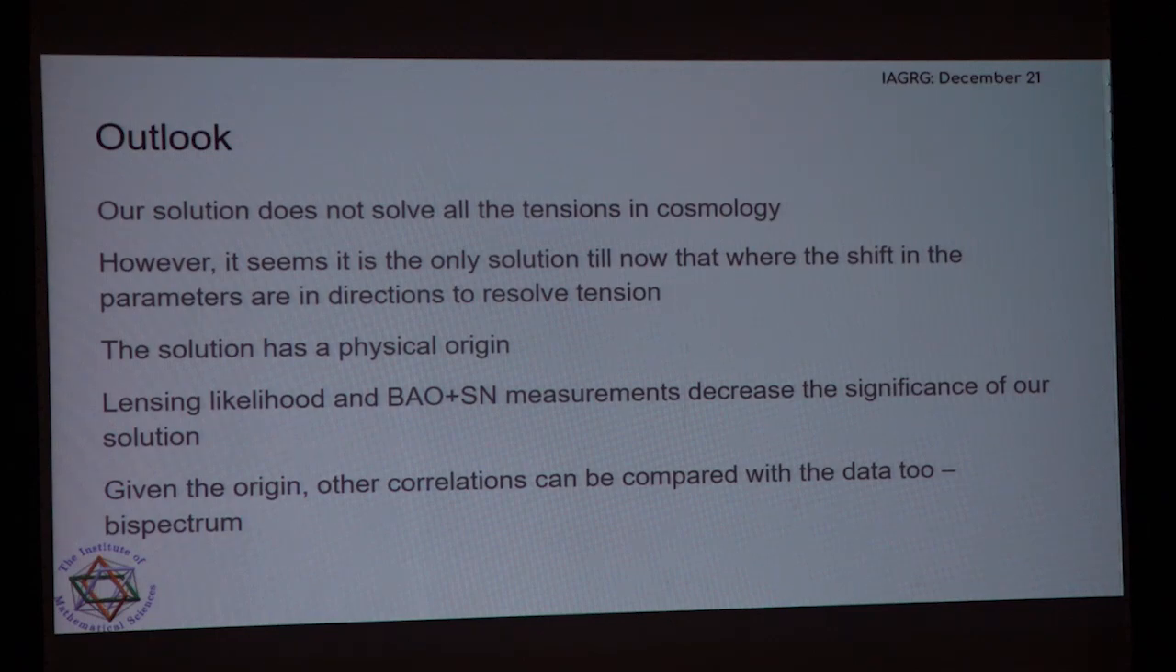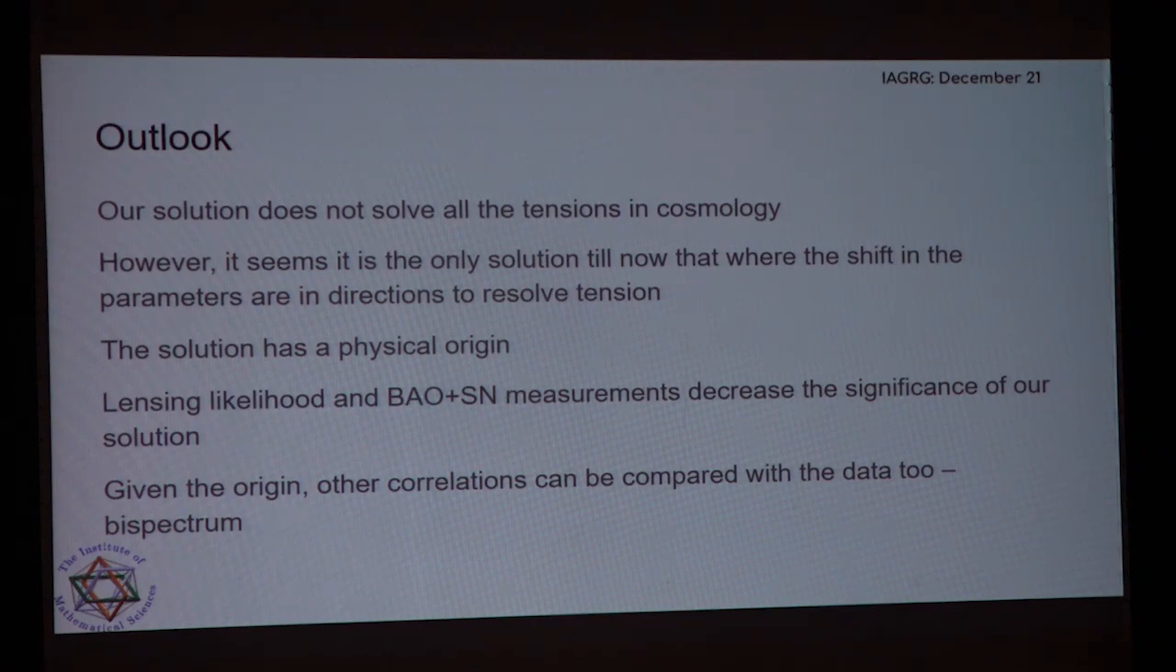I should confess that our solution does not solve all the tensions in cosmology, but it seems that it is the only solution till now where the shift in the parameters are in the right direction to resolve the tensions. It has a physical origin. It is not an ad hoc parameterization like A lens.